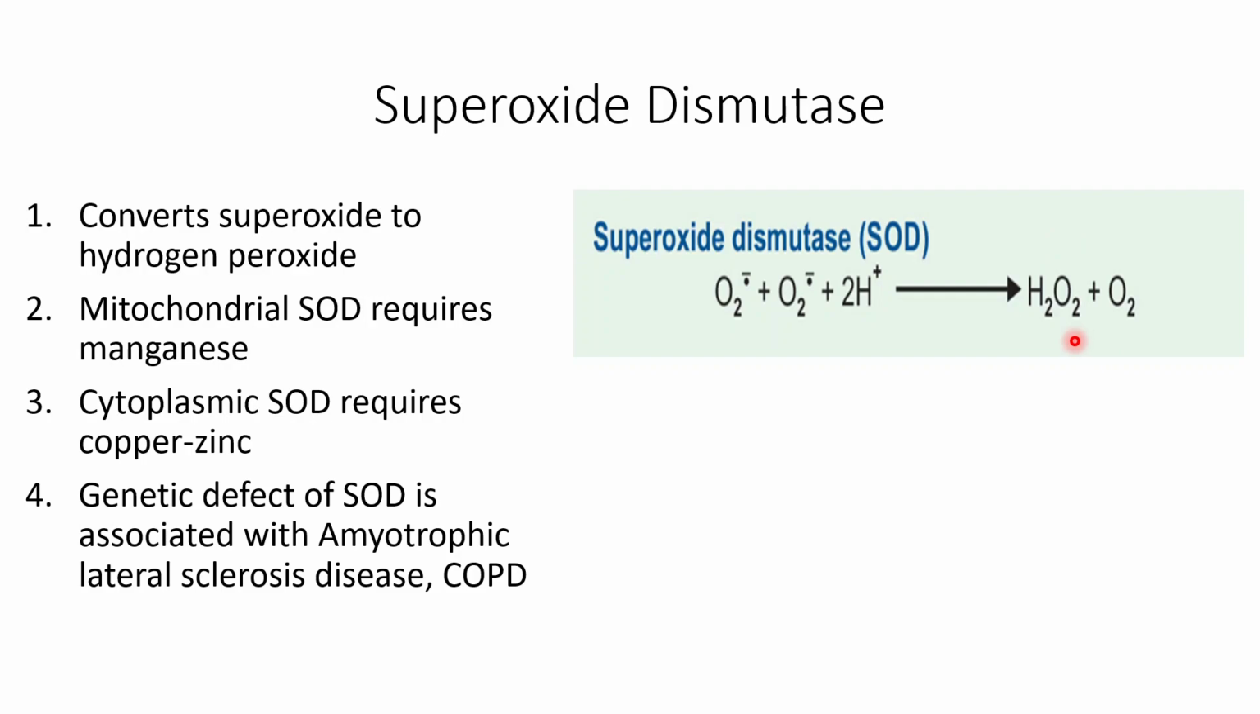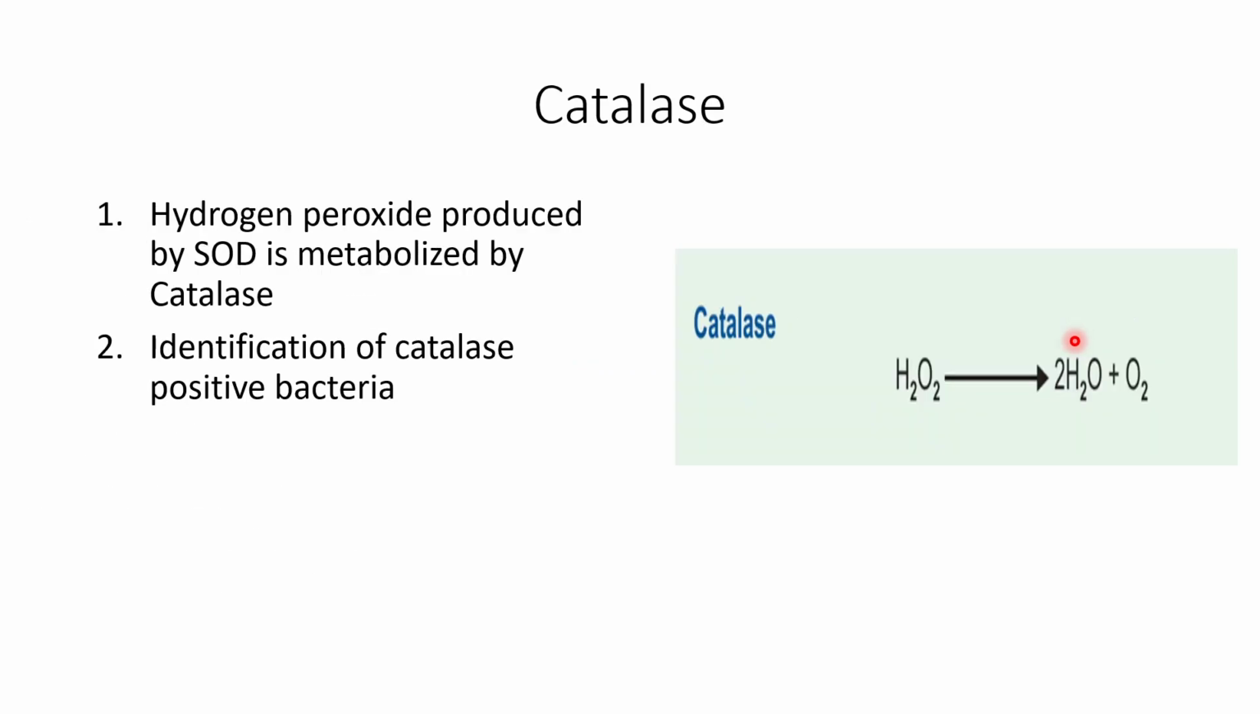The superoxide anions are converted to hydrogen peroxide. This hydrogen peroxide is again acted upon by catalase. The catalase converts hydrogen peroxide to water and oxygen. So superoxide dismutase and catalase act in tandem and remove the free radicals. This same property of catalase is also utilized for identification of bacteria. Bacteria which have catalase are known as catalase positive bacteria.